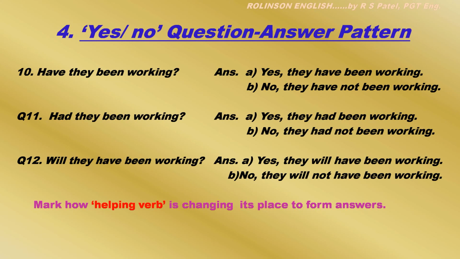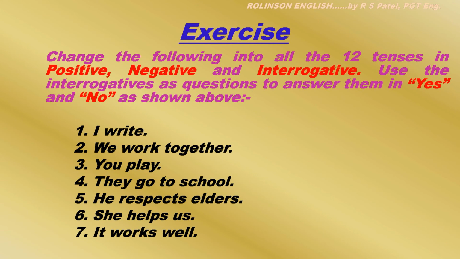That's all right. So this way, now we can use these interrogative sentences to frame yes and no answers and practice them, even in writing and in speaking too, as I have been doing and I have shown to you. So continue this practice, and here is some exercise for you for writing and speaking. Change the following sentences into all the 12 tenses in positive, negative and interrogative. Use the interrogatives as questions to answer them in yes and no as shown above.